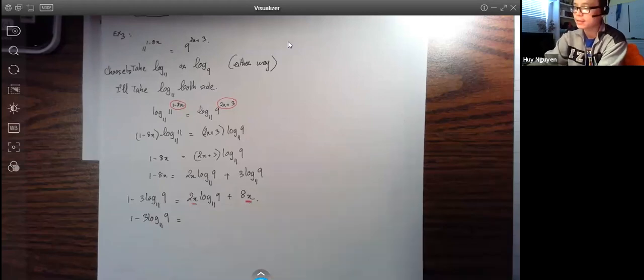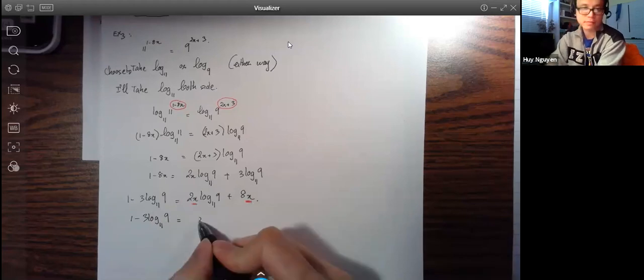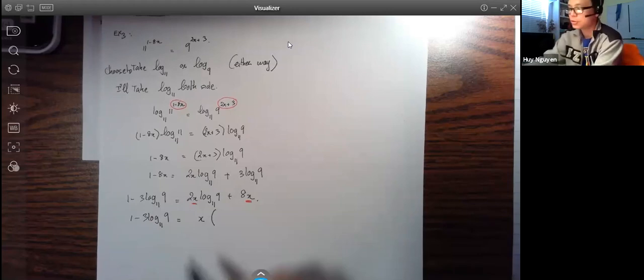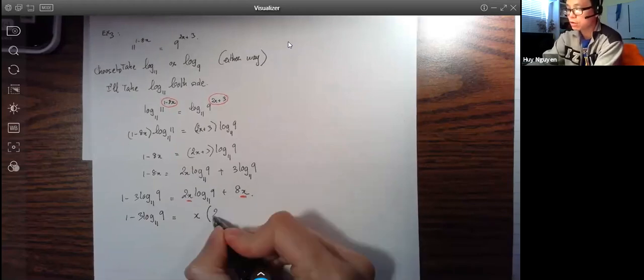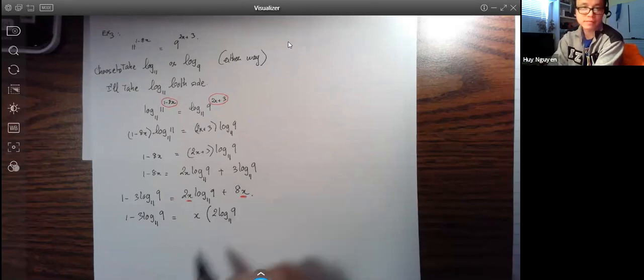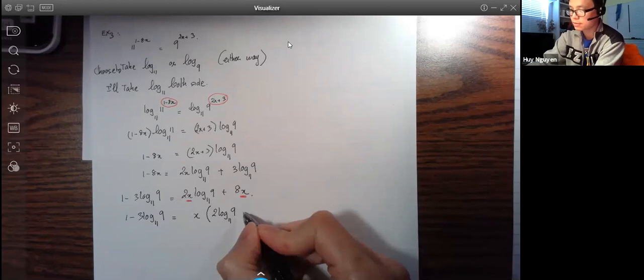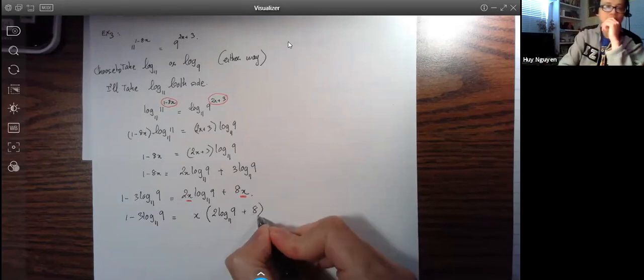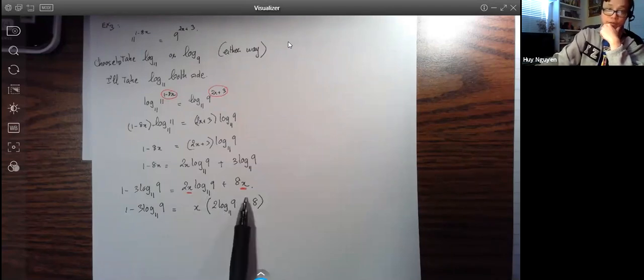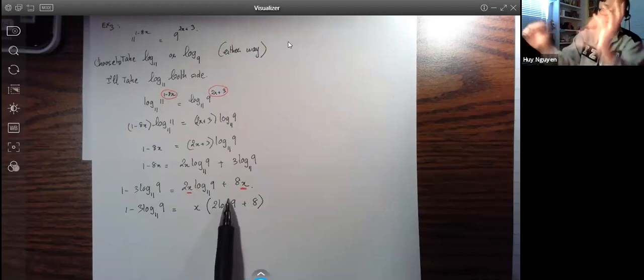So I'm going to factor the x out. What's left is 2 log base 11 of 9 plus 8. Everyone's following me? That's the factoring step right here. You see something in common, you take it out and open parentheses.